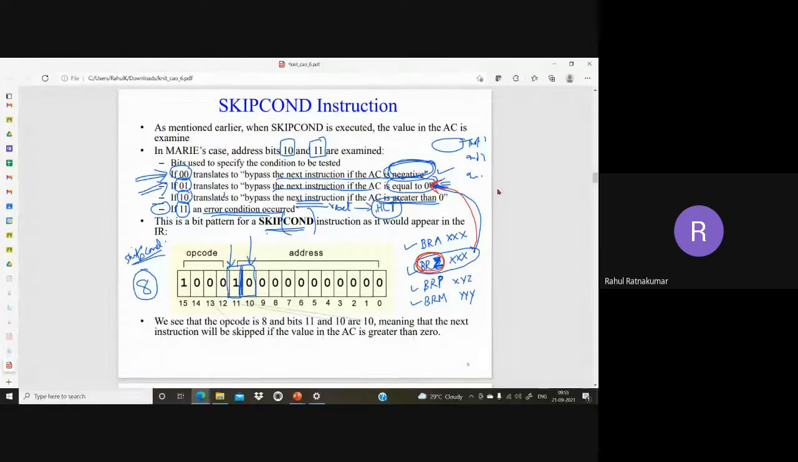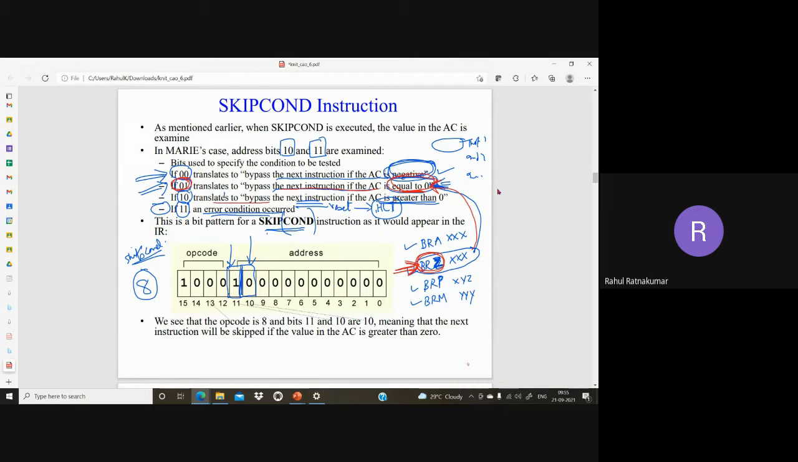That means if the 11th bit is 0 and the 10th bit is 1, you can see the next instruction is bypassed because the accumulator value is equal to 0. Bypassing happens only if the accumulator value is 0. So it is just checking branch if 0, or you can say bypass if 0, in the case of LMC. Now what about 10?